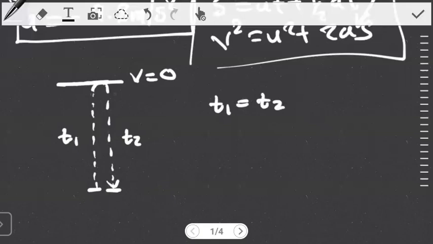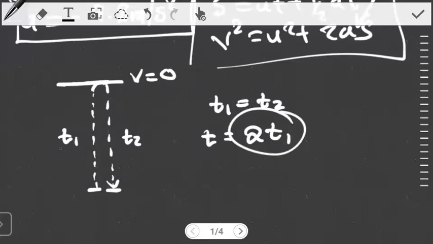So in this case, if you wanted to find exactly how long the projectile was in the air, all you have to do is add them, but because they're the same, all you need to do is just find T1 and then double T1. When you double T1, what you get is going to be the total time this object was in air.